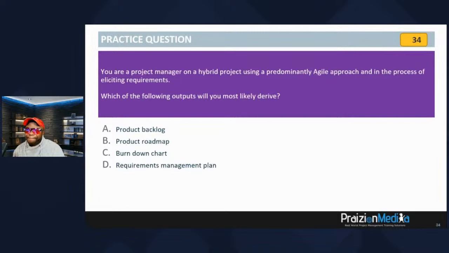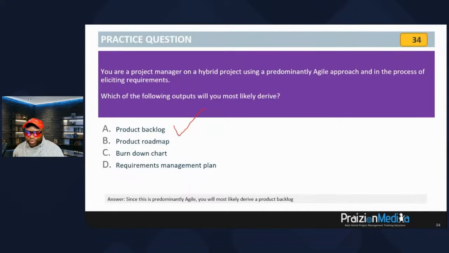Next question. You are a project manager on a hybrid project using a predominantly agile approach and in the process of eliciting requirements. Which of the following outputs would you most likely derive? All right, your time is up, and the best answer and most sensible answer is a product backlog. Option A. Option A is the most sensible option.